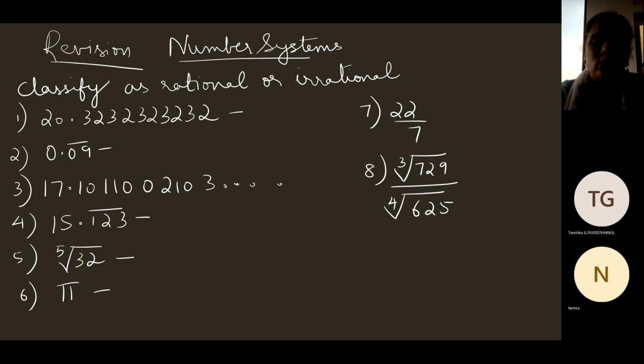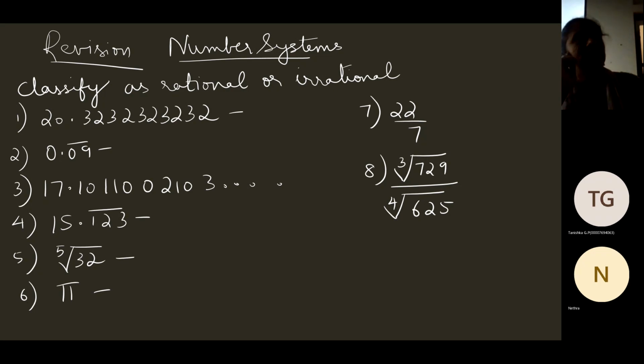So a rational number will have a P by Q form, or be a terminating decimal, or be a non-terminating repeating decimal. All these three are rationals. If you look at a P by Q form, it's a rational number. If you see a terminating decimal, it is a rational number. And if you see a non-terminating but repeating decimal, that also is a rational number.